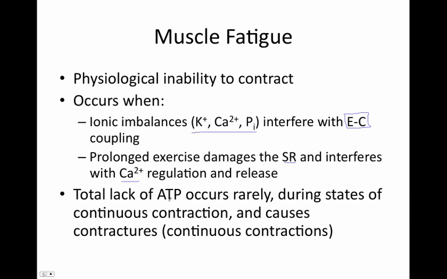A total lack of ATP occurs rarely during states of continuous contraction and causes contractures, or continuous contractions. When we don't have ATP, we can't recock those myosin heads, and they're going to stay stuck to the actin, and we have a problem within that.